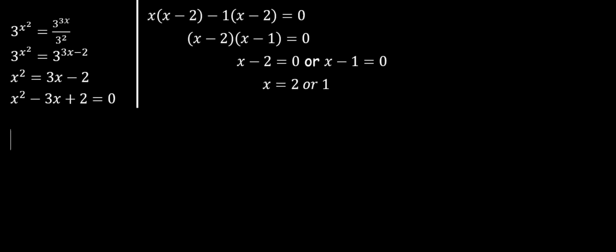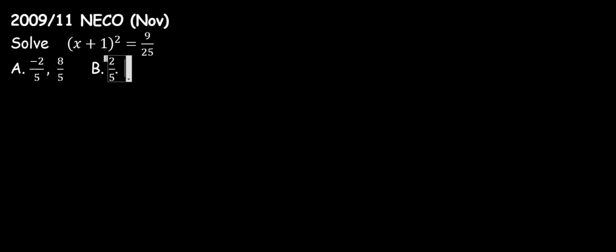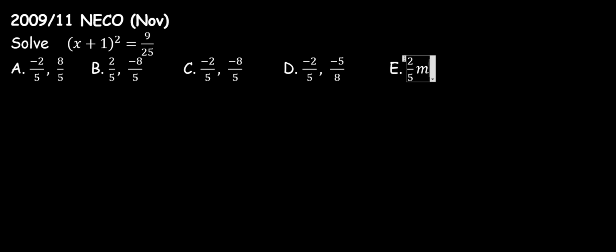Another example. Solve bracket open x plus 1, bracket close, raised to power 2 equals 9 over 25. The options are given. A: -2 over 5, 8 over 5. B: 2 over 5, -8 over 5. C: -2 over 5, -8 over 5. D: -2 over 5, -5 over 8. E: 2 over 5, 5 over 8.